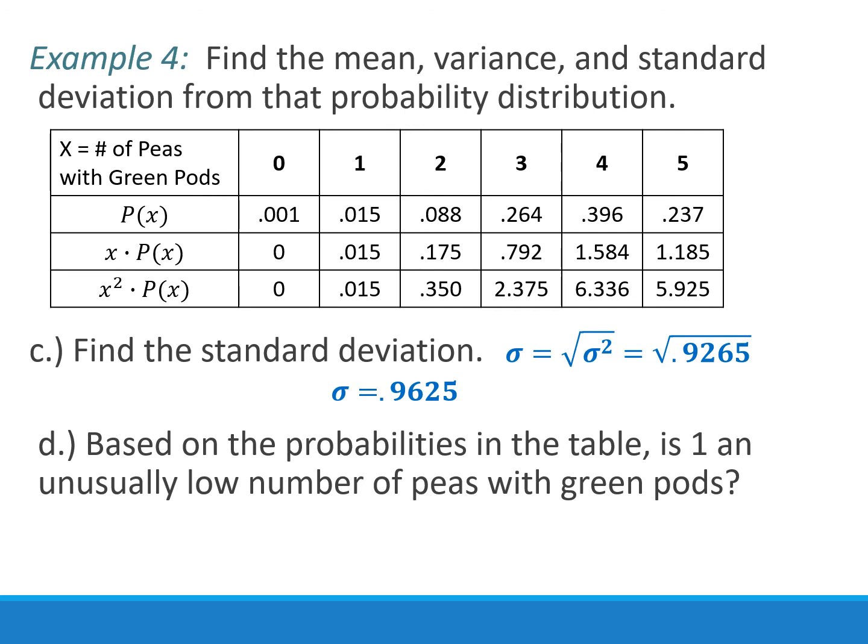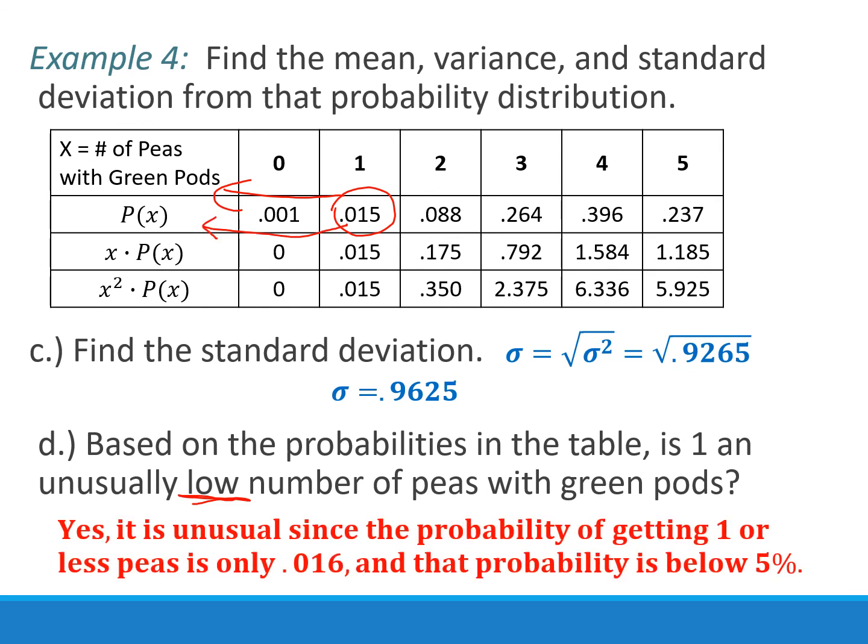Lastly, based on the probabilities in the table, is 1 an unusually low number of peas with green pods? So the probability of getting exactly 1 pea is 0.15. Since it's talking about it being low, we also want to include everything beneath it, because if 1 is unusually low, anything below it would also be unusual. So we really just take everything below it and we combine it. So we add in that 0.01 to get the probability that we're going to compare to 5%. Okay, so 0.15 plus 0.01 is 0.16. It's unusually low because that's below 5%.